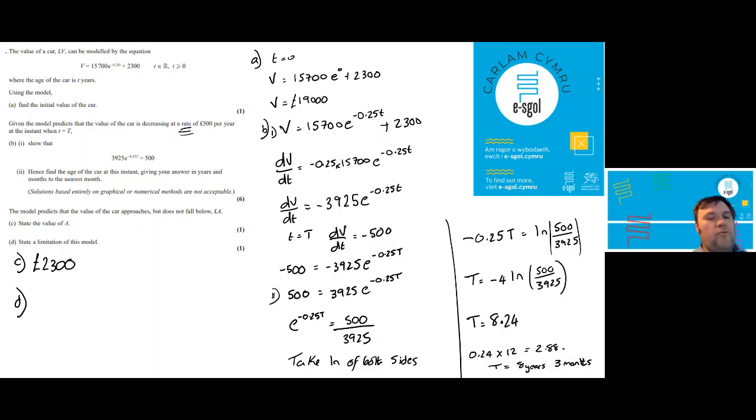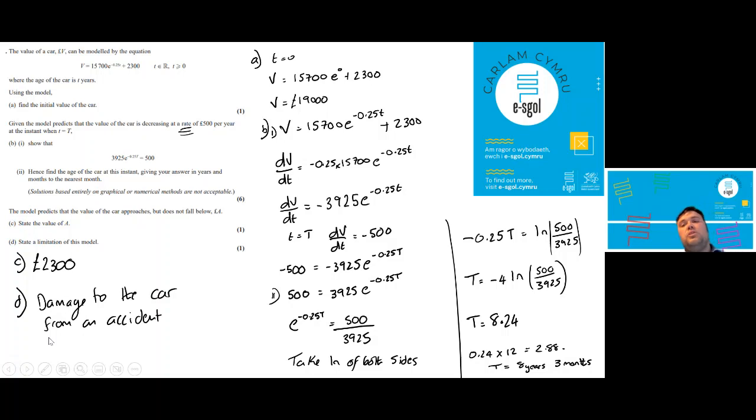So I'd probably go for damage to the car. Limitations would be damage to the car, which means that the model would fail. Damage to the car from an accident. But there is nothing wrong, as I said, in saying that the price increases. You would just have to give a reason why you think it could increase.